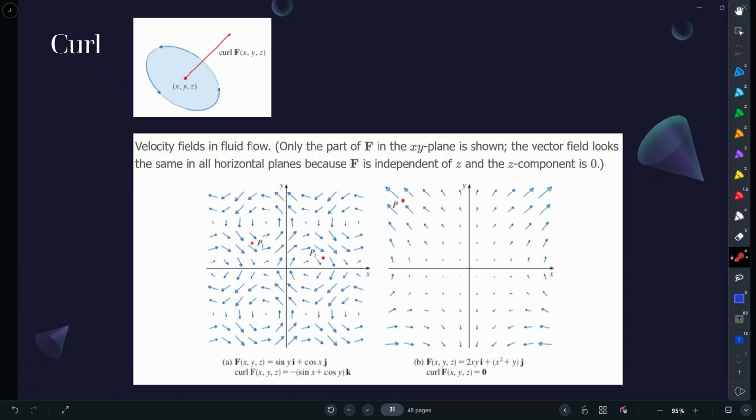Yes, you can do the curl in two variables, and in fact, we're going to use it in a moment, by thinking of the vector field as being 3D, but the z component is 0 everywhere. So think of a 3D vector field, but we're just looking at what's happening in the plane xy, and suppose that vector field has z coordinate equal to 0 everywhere. Then I can do the curl, and for this plane vector field, the curl would point up or down, or it would be 0.